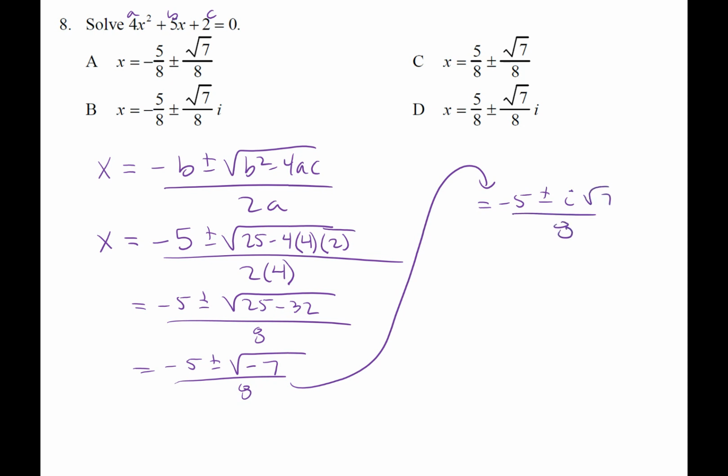Over 8. And then the difference in our answer and their answers is they split it up into two fractions. So they said negative 5 over 8 with the common denominator. And the square root is 7 over 8. And they happen to stick their i in the back. So it looks like it's got to be answer choice B.